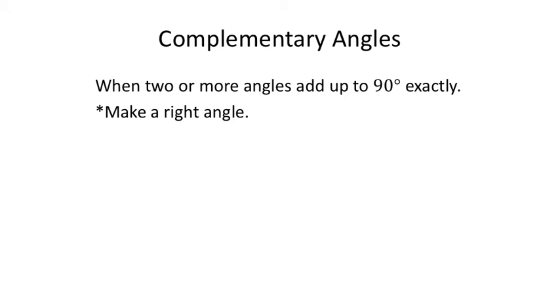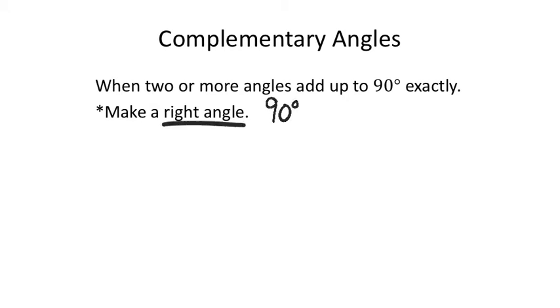Well, those are vertical angles. Okay, so that kind of satisfies both objectives for vertical angles, but now we have what we call complementary angles. Complementary, that's when two or more angles add up to 90 degrees exactly. And a right angle, right here, that's a 90 degree angle.